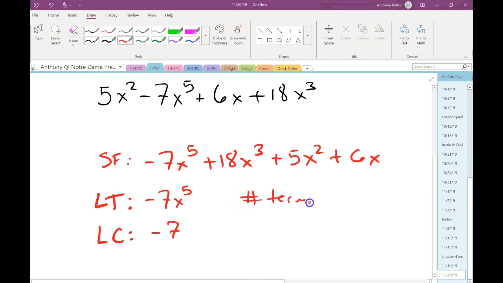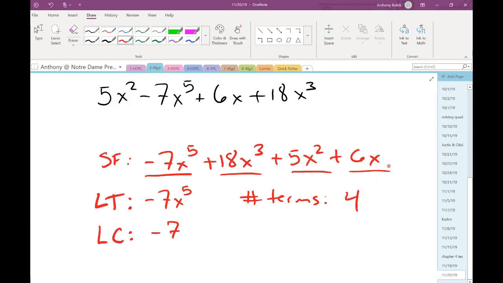What's the leading coefficient? It is negative 7. That's just the coefficient on the leading term. How many terms does this polynomial have? Yes, good. So we have 1, 2, 3, 4 polynomials. Or I'm sorry, monomials. Right? 4 terms. What's the degree for this polynomial?